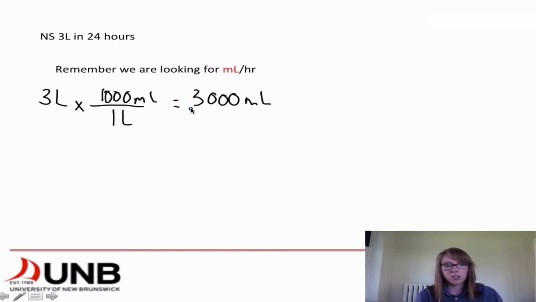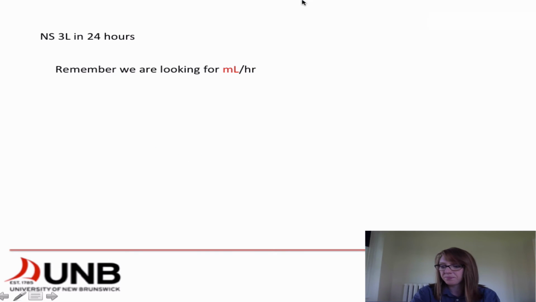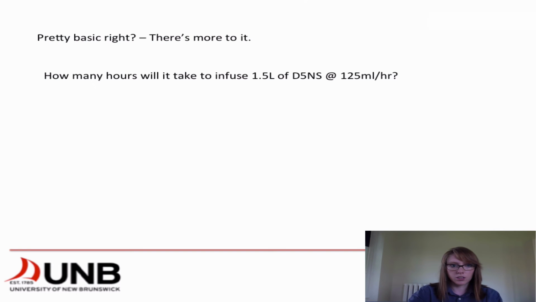So this makes it easy. We can do our flow rate. So we're taking 3,000 mils and we're dividing it by 24 hours. And our calculation is going to be 125 mils per hour so that we can accurately give 3 liters within 24 hours. Okay, so it's all pretty basic, right? But there's more to it.